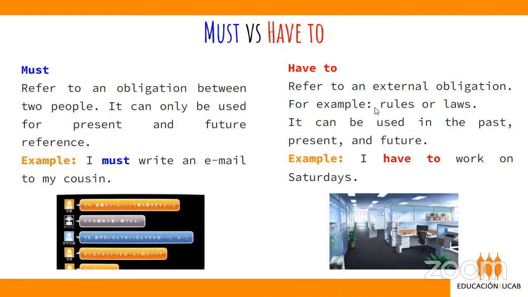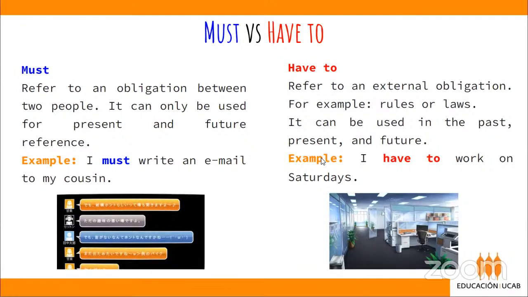Okay, and now we can see the must versus the have to. So let's read a little bit more about the must. The must refers to an obligation between two people. It can only be used for present and future reference. And well, we have an example. So teacher Karla, can you please read the example? Yes, of course. I must write an email to my cousin.